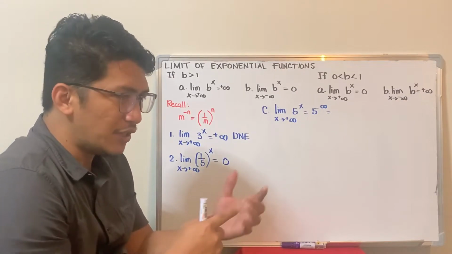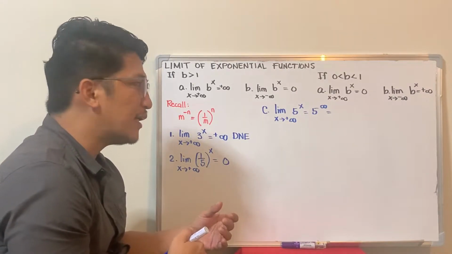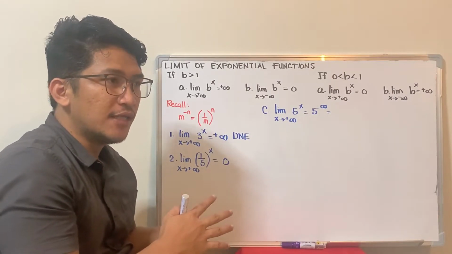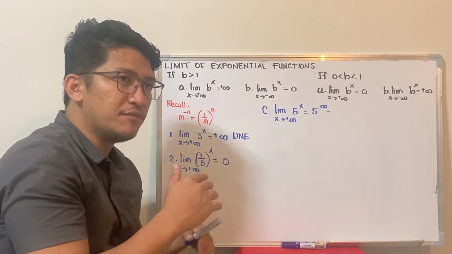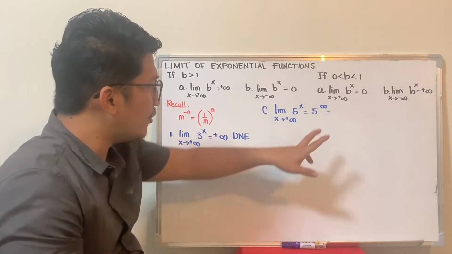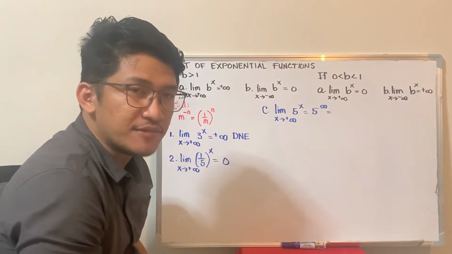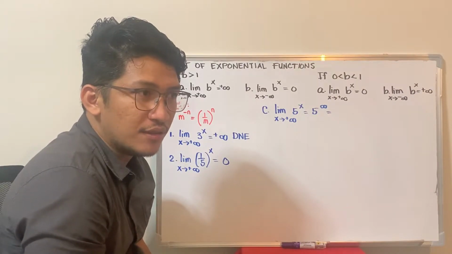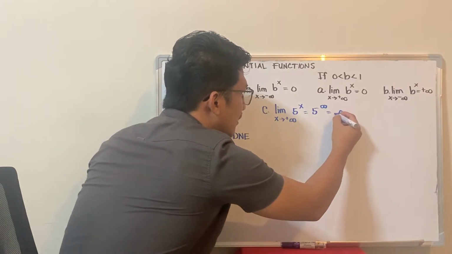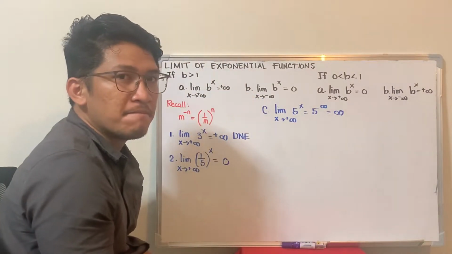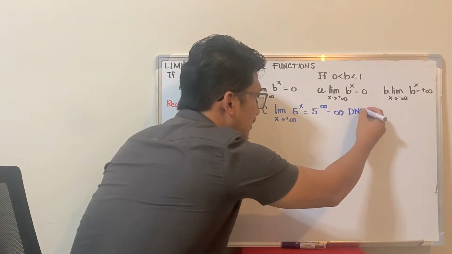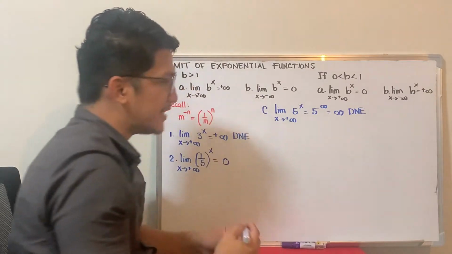Okay? So if you look at the pattern, the more you multiply 5 by itself, the number will be bigger and bigger and bigger. So if you continue infinitely many times, then obviously the number will be approaching infinity. And of course, we consider it as DNE, or the limit does not exist.